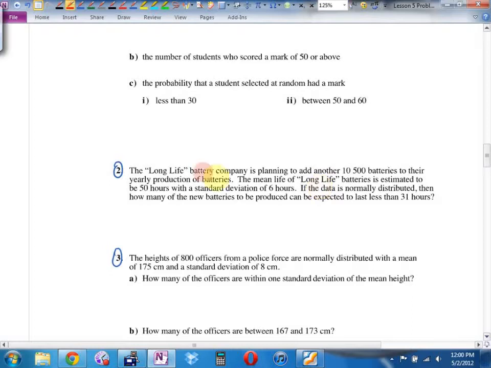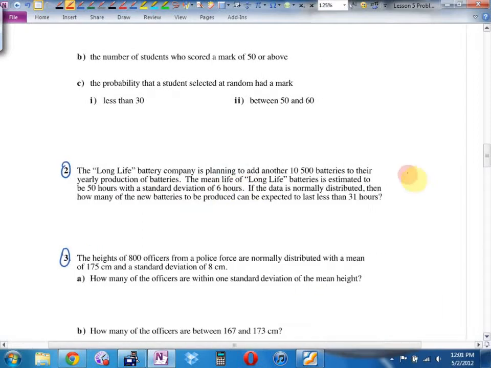So it says, the Long Life Battery Company is planning to add another 10,500 batteries to the yearly production. I'm not going to use that yet. The mean life is estimated to be 50. Okay, probably over here somewhere, I would write down that standard deviation is 6. How many can be expected to last less than 31? I can't find how many. What I can find is what percent from the sheet.